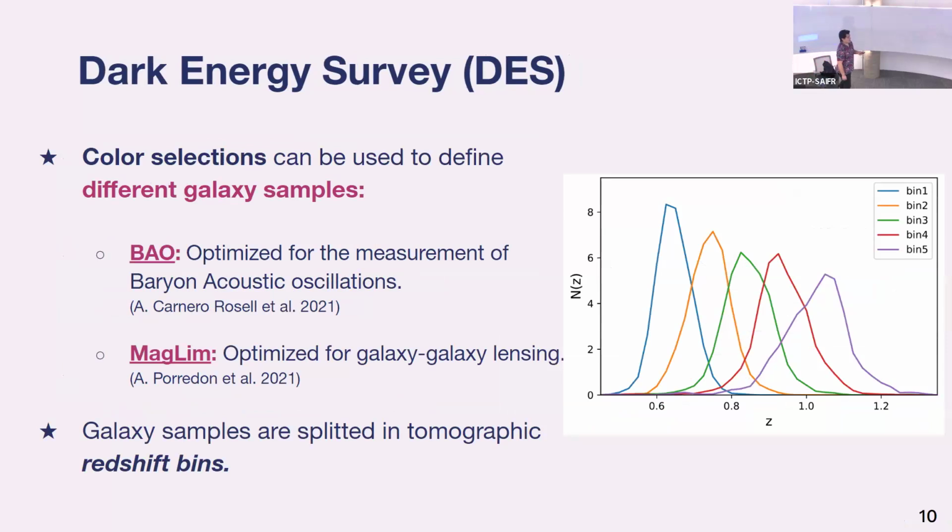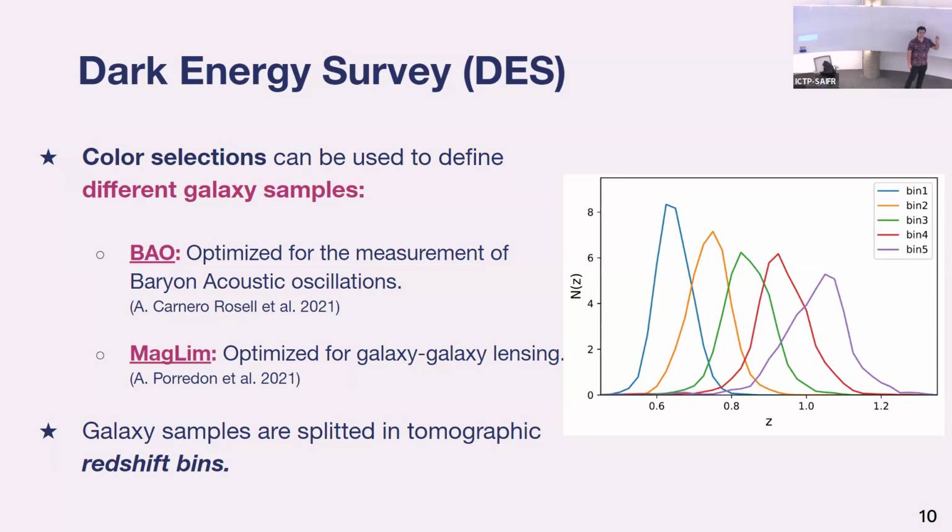One interesting thing that the Dark Energy Survey has is that by using the color selection that I mentioned before, we can define different galaxy samples. So we can optimize the color selection of the objects that we're seeing, depending on the science that we want to extract. For example, there is a sample called the BAO sample, which is optimized to extract the galaxies that improve the results on the baryon acoustic oscillations. And then we have another sample known as the Maglim sample, which is optimized for something known as 3x2pt, which is a combination of galaxy clustering and cosmic shear. The combination of both.